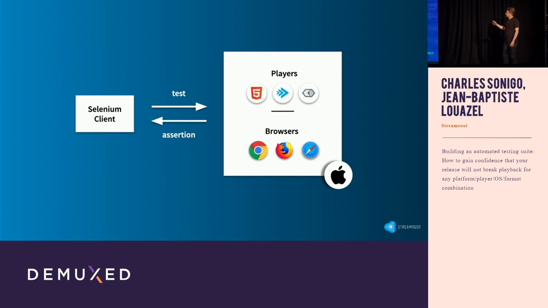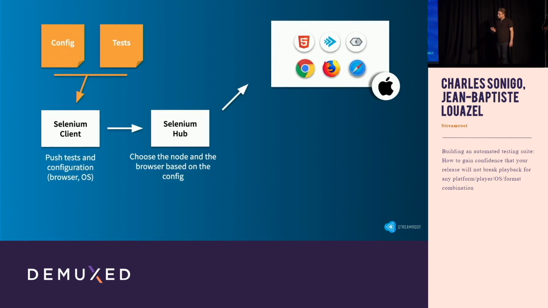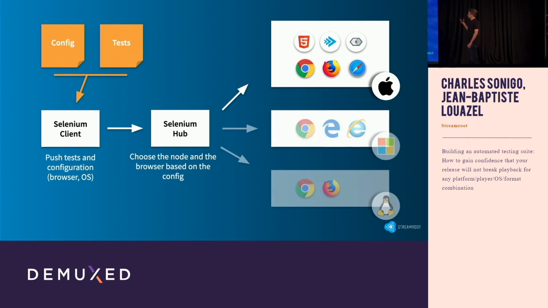So we reach the state of having one node with multiple browsers on it, on which we can test all the players we want. But that's not enough. What we do want as well is to be able to test on various operating systems. So that will mean here multiple nodes. And we are in luck, because Selenium does come with a hub that allows us to orchestrate tests between nodes. So let's just add them.